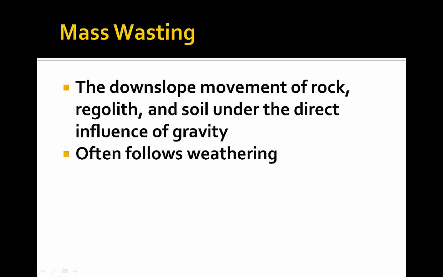Now let's move into the section for mass wasting. And again, I would classify this as a type of erosion. It's simply the movement of material that happens to be moved by the force of gravity. In the case of mass wasting, this essentially has to follow weathering. You have to break down material before you can start to move it.